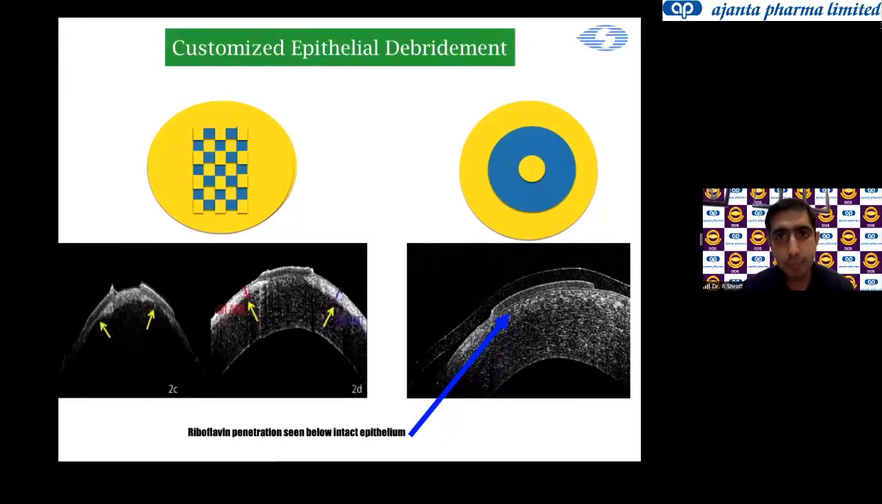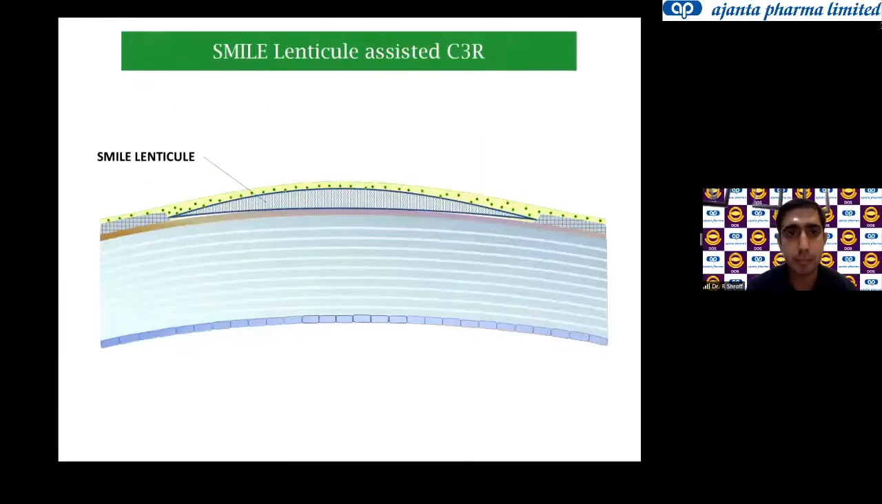Following that, customized epithelial debridement techniques were also described, where you remove the epithelium in a grid pattern, or you leave the epithelium over the thinnest area and remove an annular disc around it. As you can see below, there are advanced ASOCT images from the Bioptigen system, which actually show the permeation of riboflavin even below the area where we've left the epithelium intact. However, in this kind of cross-linking, again, you don't get consistent results because the permeation of the riboflavin may be affected by the intact epithelium.